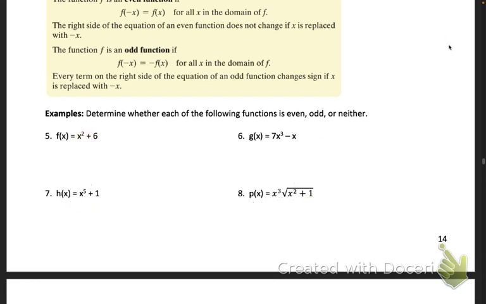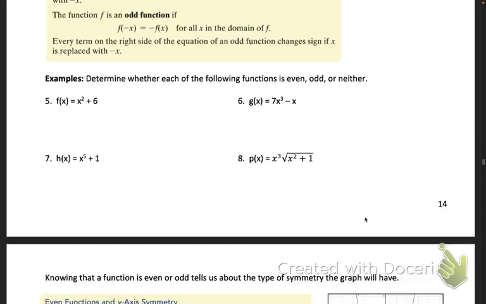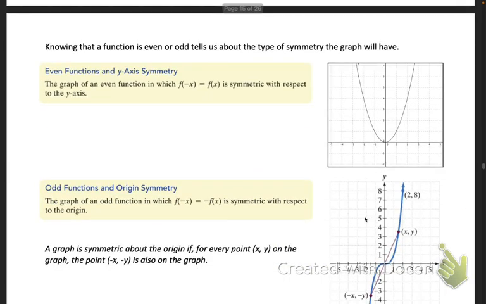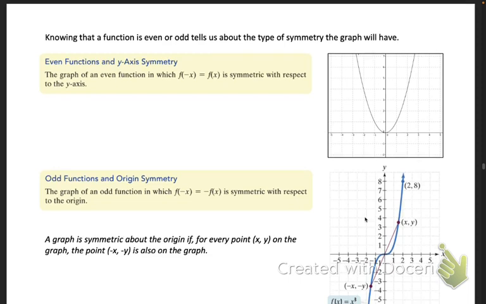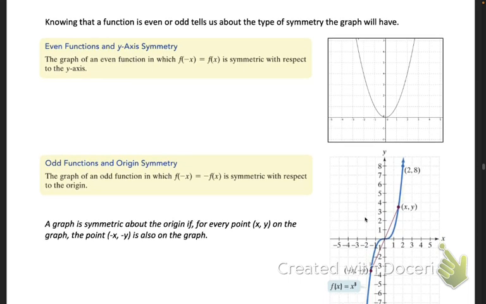What does that mean when we find even, odd, or neither? It tells us the type of symmetry that the graph will have. Okay, so even functions have y-axis symmetry. That means they're symmetric with respect to the y-axis. So that line of symmetry right down the center at x equals 0 is where we can divide the function in half. Every point that's on this side is also on this side similarly.